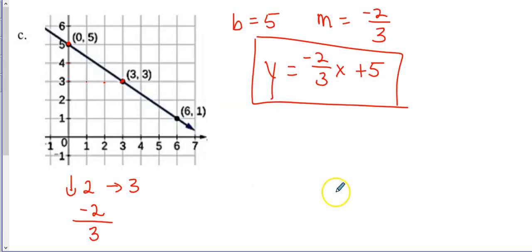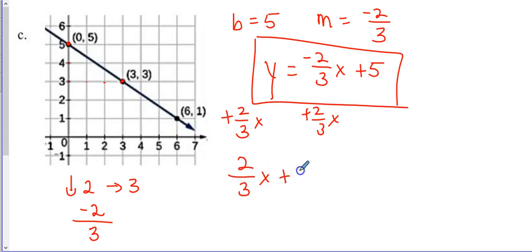All right, and then the last one I want to look at is number 3c. Again, I have a fraction here, so I'm going to end up having to multiply times something, but let's take one step at a time. Okay, so on this one, I'm going to add 2/3 x to both sides. So that's 2/3 x plus y equals 5. Got rid of it there, so that gives me 5 on the right.